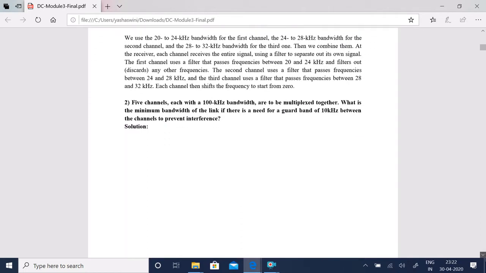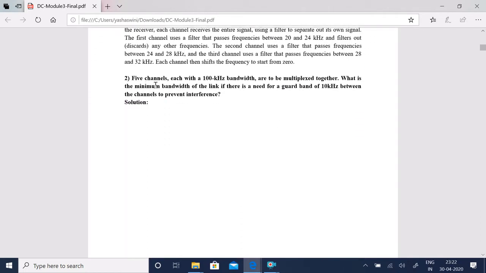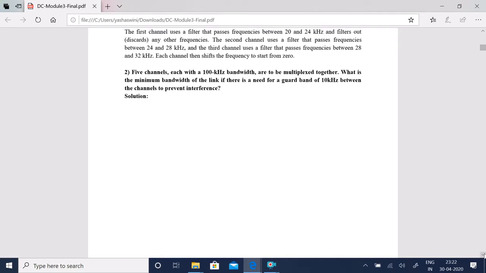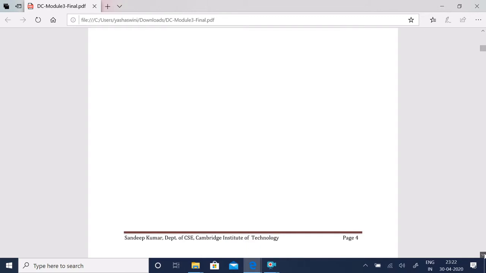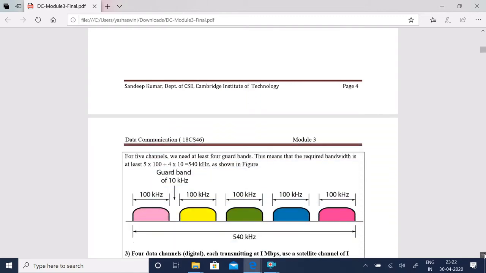So we'll deal with one more example. 5 channels, each with 100 kHz bandwidth, are multiplexed together. What is the minimum bandwidth of the link if there is a need for a guard band of 10 kHz between the channels to prevent interference? So what is the use of a guard band? A guard band will prevent interference between the channels.